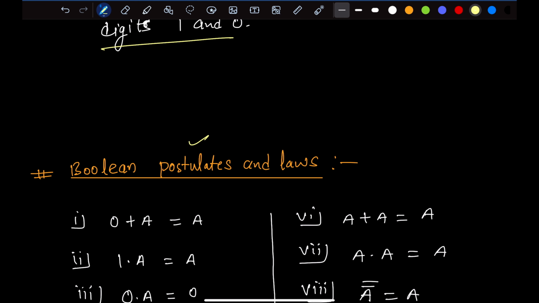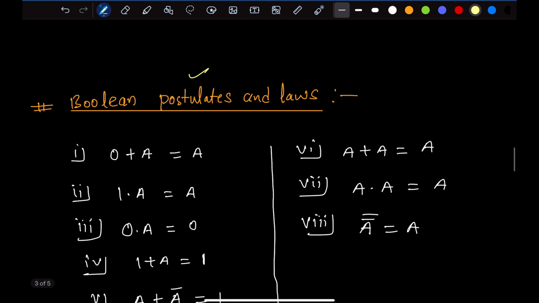There are many things in total, but we are just learning it for our logic gates. So we will not learn everything about Boolean algebra. Possibly in some time I will upload a video on Boolean algebra as well. So let's learn something that is just sufficient for our exam. We are just discussing the Boolean postulates and laws.